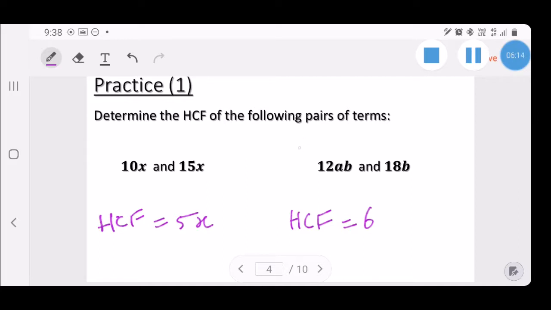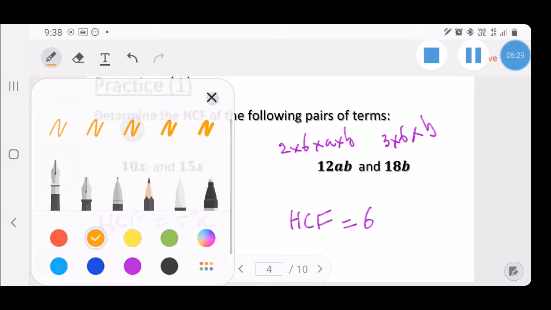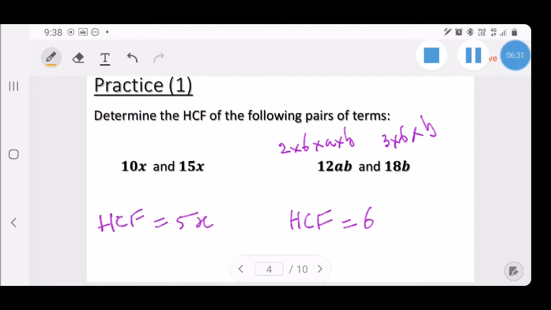Okay, so 12 is 2 times 6, and we have an a and a b, so times a times b. 18, well that's 3 times 6 times just a lonely b. All right, well 6 is in common on both sides, in both terms. I've already figured that out. What else is in common?